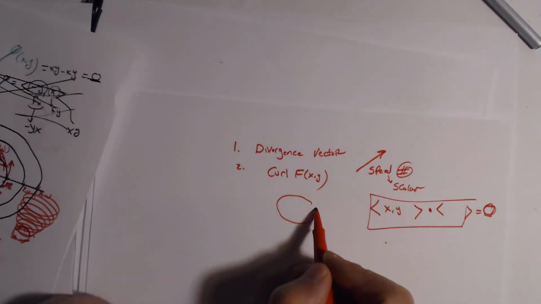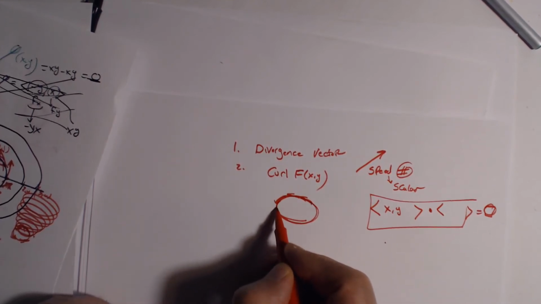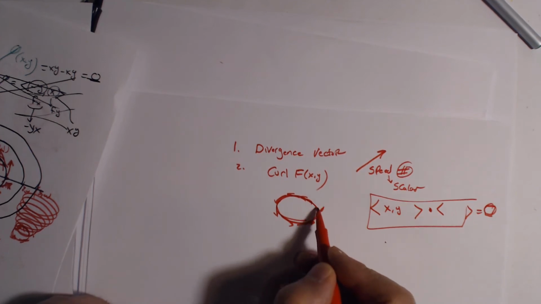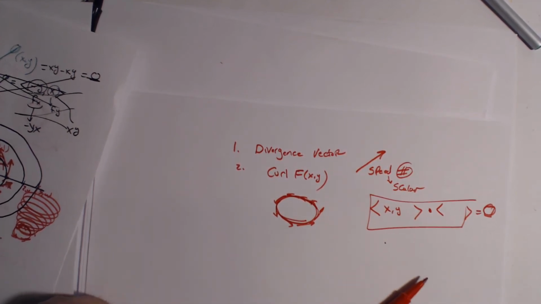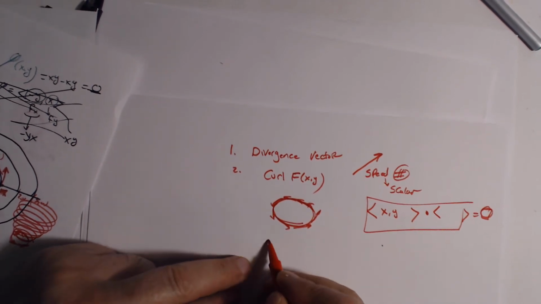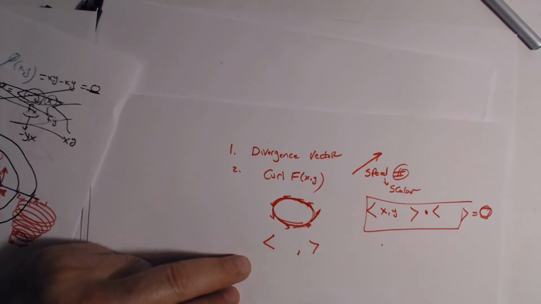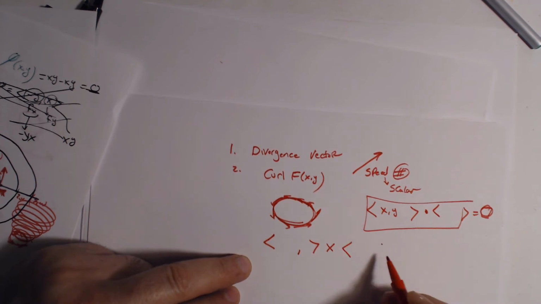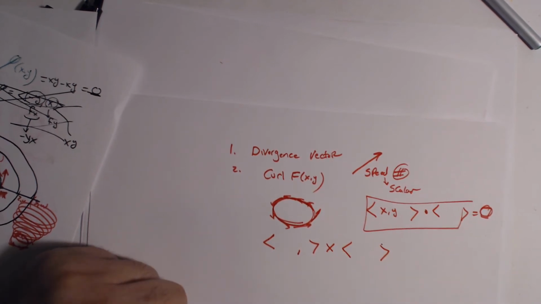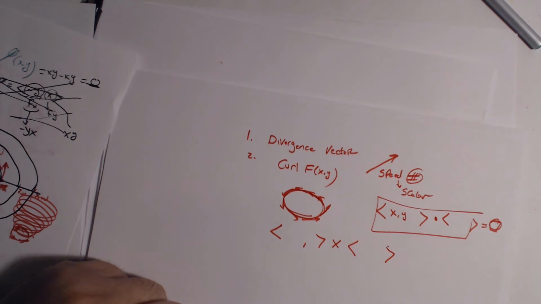But curl is a rotation. At any given point, you have a different direction. Therefore, curl is not a scalar because direction is continuously changing. Then what should I do with my vector field so that it gives me a vector? You have to do a cross product. Okay, I'm 100% with you.